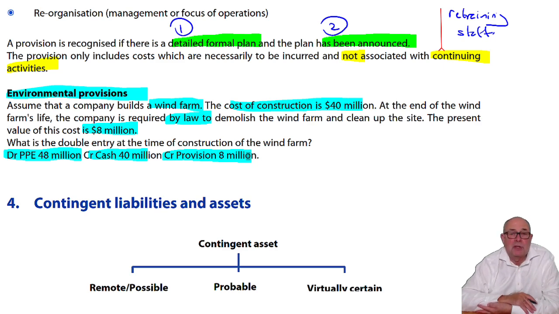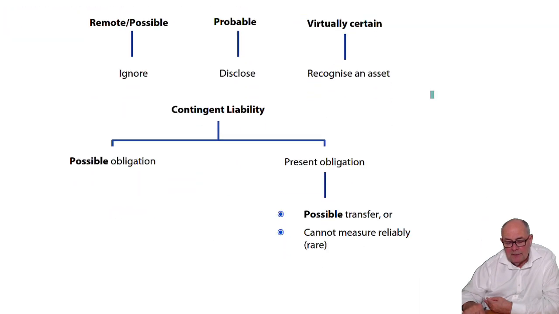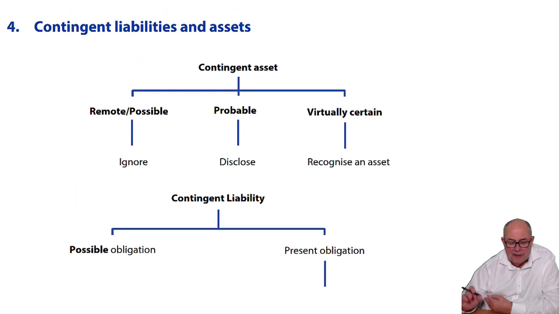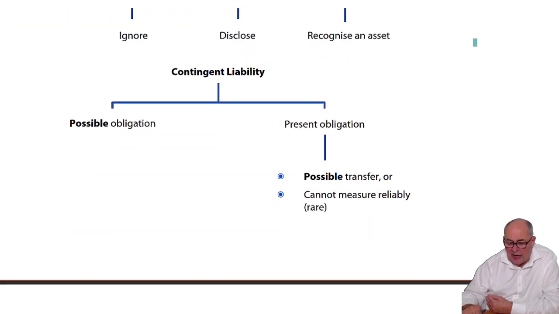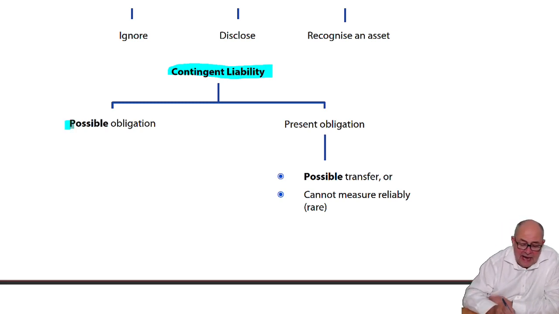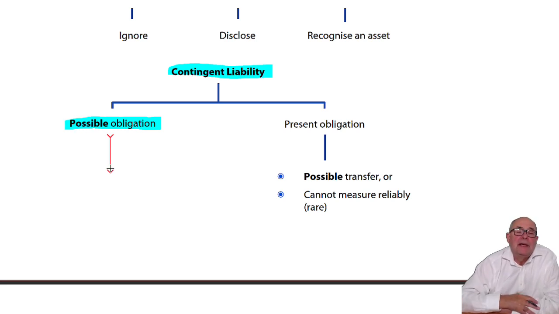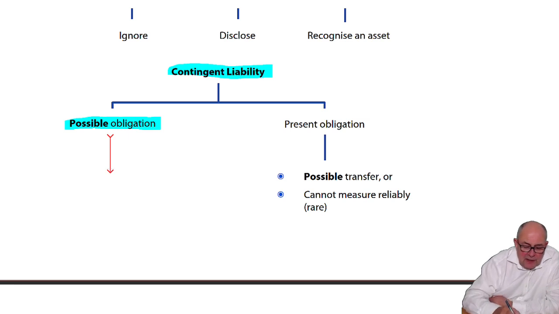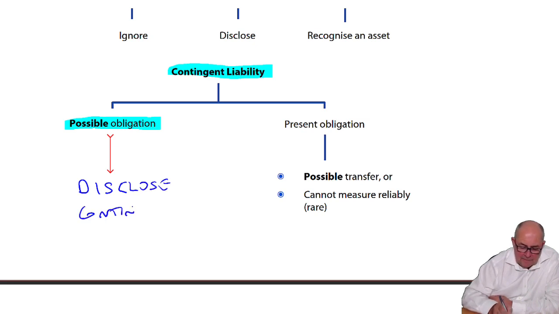Finally, there is sometimes confusion between provisions and contingencies. So if I start with a contingent liability, in almost all cases it is a possible obligation. So I am being sued. If I will probably lose, I will recognise a provision. If I will possibly lose, then I will need to disclose a contingent liability in the notes to the financial statements.